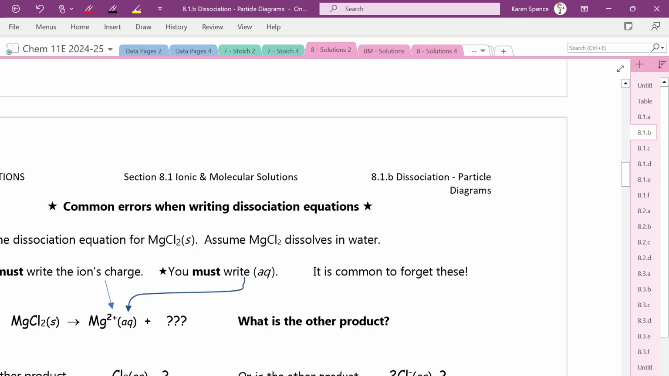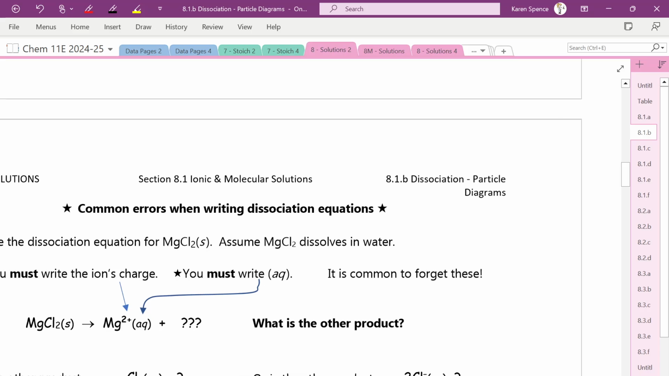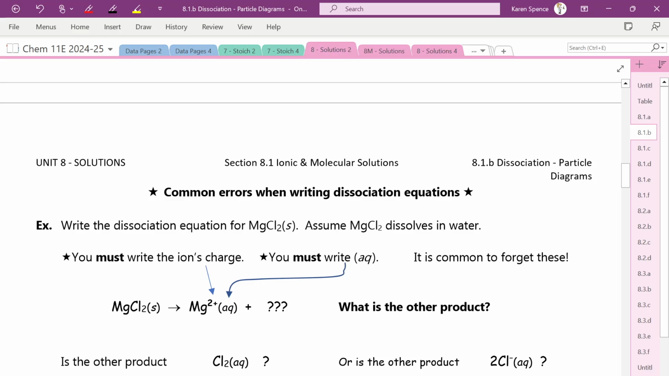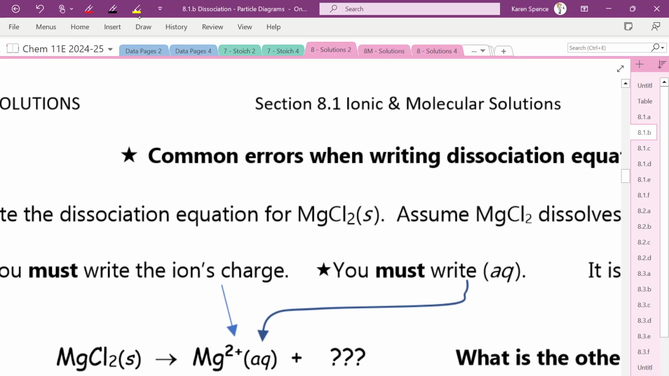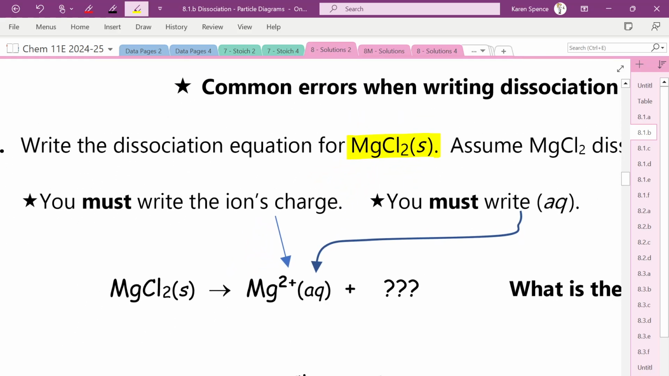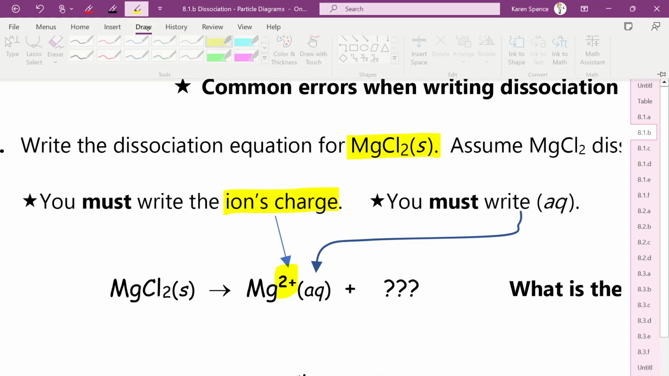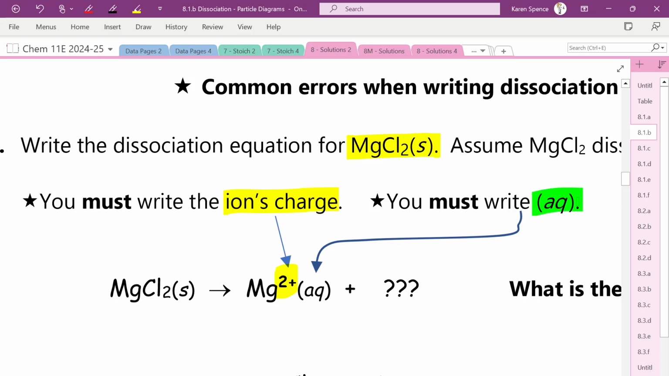Common errors when writing dissociation equations. So we're going to write the dissociation for MgCl2. Things that students will often miss when writing a dissociation is they'll miss the ion's charge, or they will miss writing aqueous. Okay, so make sure that you do that.